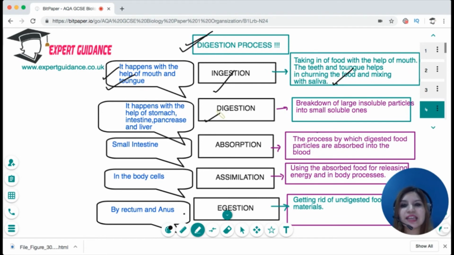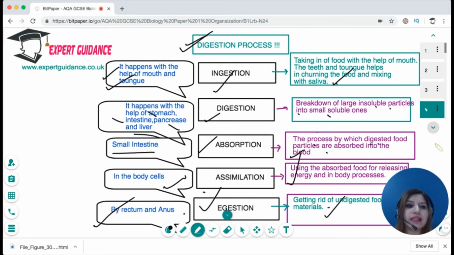Then is the digestion. It starts in the mouth, and stomach, intestine, pancreas, and liver are involved in it, which is the breakdown of large insoluble particles into smaller ones. Then in the small intestine, absorption, the process where digested food is absorbed into the blood. Then assimilation happens in the body cell, where this absorbed food is used for the body processes. And then there's egestion, which is the getting rid of undigested food material, which happens through rectum and anus.